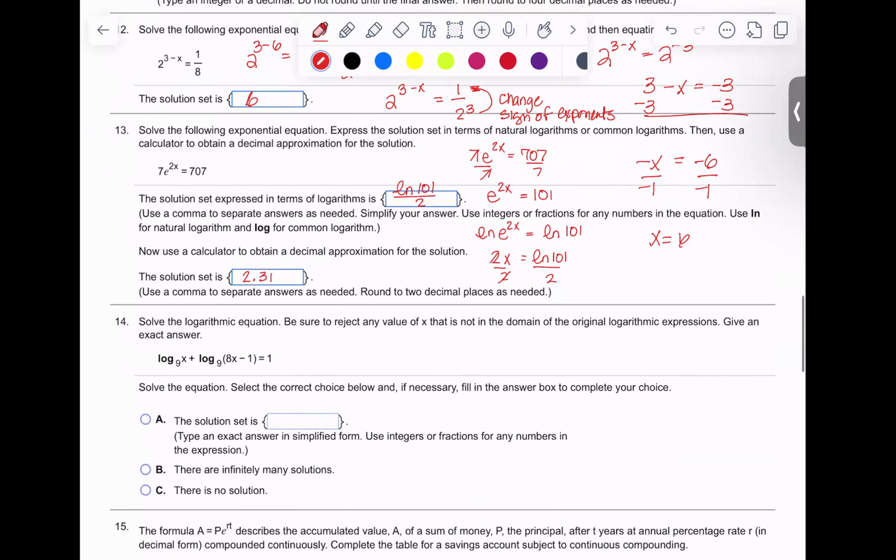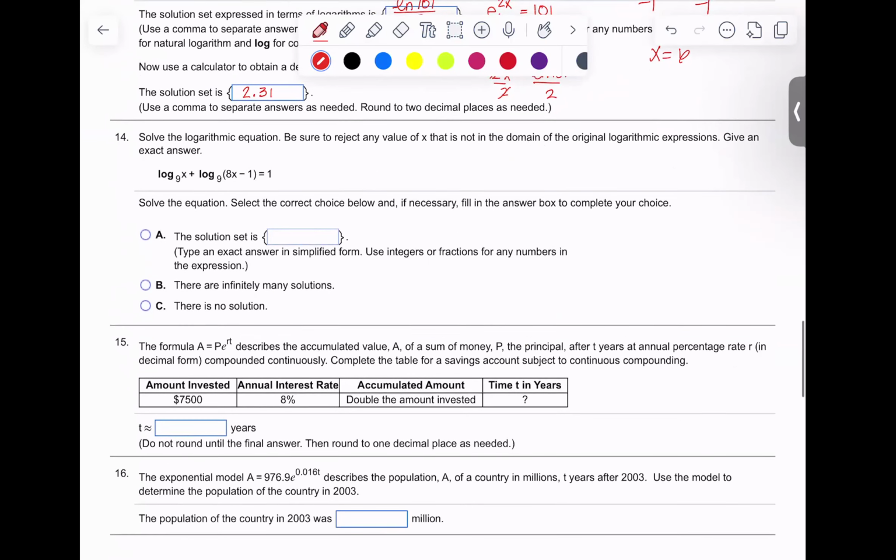All right, problem 14. Solve the logarithmic equation. Be sure to reject, and I'm going to highlight this, be sure to reject any value of x that is not in the domain of the original logarithmic function. Okay, what is the domain? Let's just talk about that for a second.